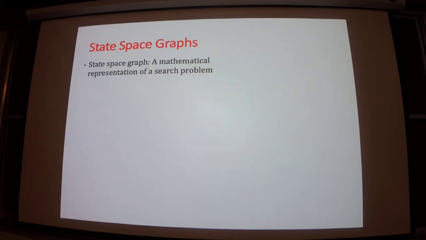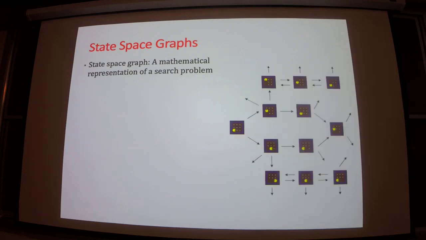Okay, so now let's talk about state space graphs and search trees. The state space graph is a mathematical representation of a search problem. So how many people have heard of a graph, the data structure, the abstraction? Okay, good. If you have not seen graphs before, that should give you pause. That's kind of a prerequisite for this kind of stuff.